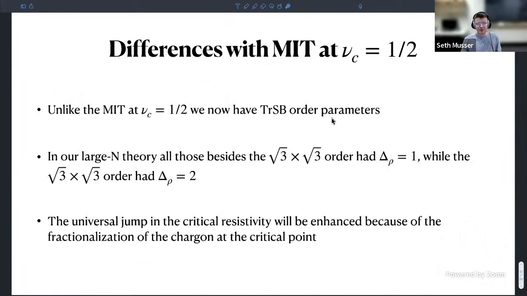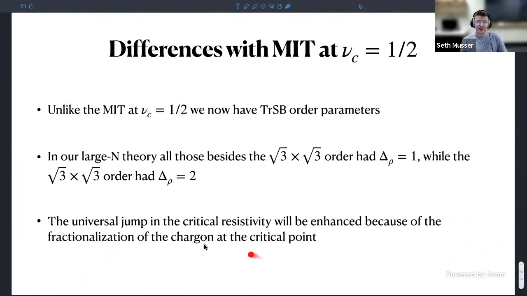Now, what's the difference? Unlike the metal-insulator transition at half filling, we now have translational symmetry breaking order parameters. And those will have some scaling. In our large N theory, everything but the root 3 order had scaling dimension 1, and the root 3 order had scaling dimension 2.